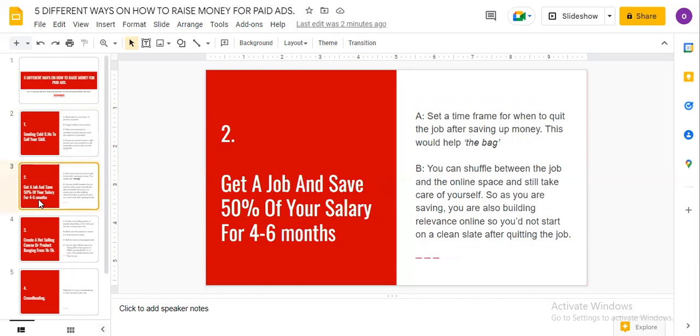Now this number two, I know most persons should actually be skeptical on this number two, but then it's something that worked for me, and then I feel that it can also work for you if you decide you want to use this particular method. So number two is get a job and save 50% of your salary for 4 to 6 months. Get a job, save 50% of your salary for 4 to 6 months.